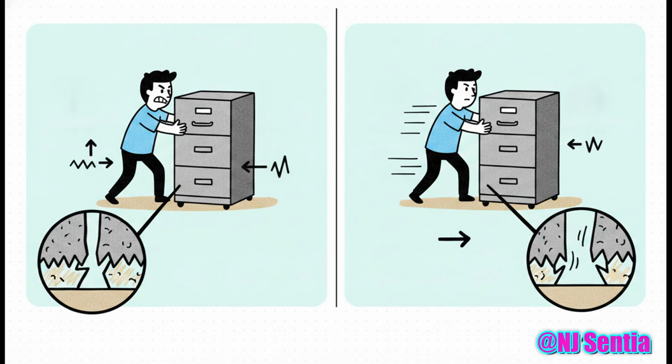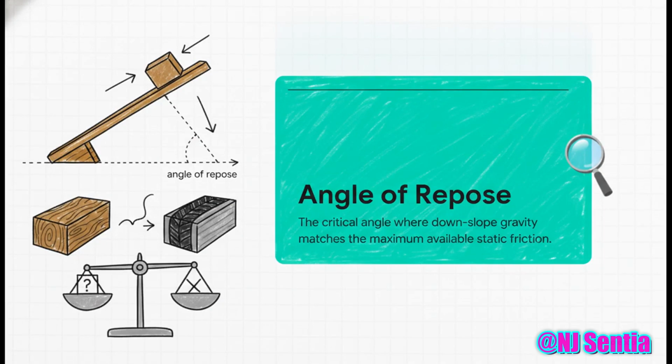And this is exactly why it takes a much harder push to finally break a heavy filing cabinet free and get it moving than it does to keep it sliding across the floor once it's already going. Which leads us to this beautiful concept called the angle of repose.